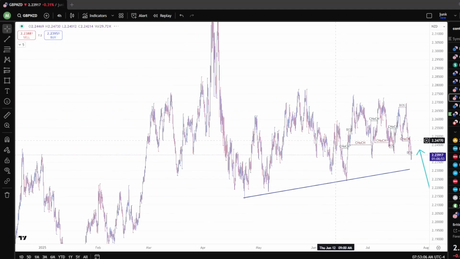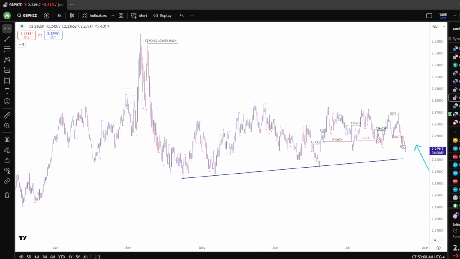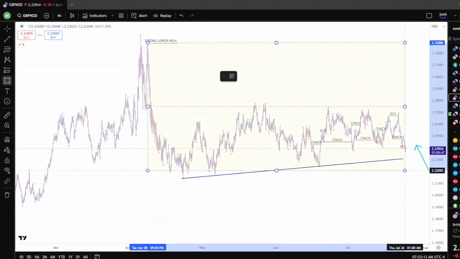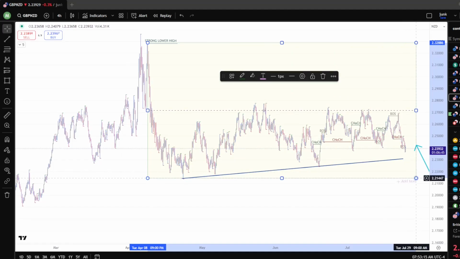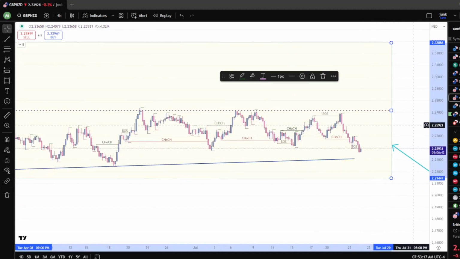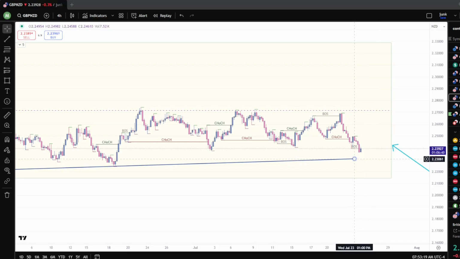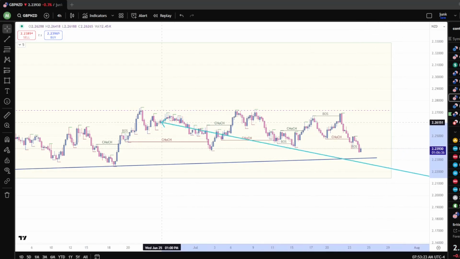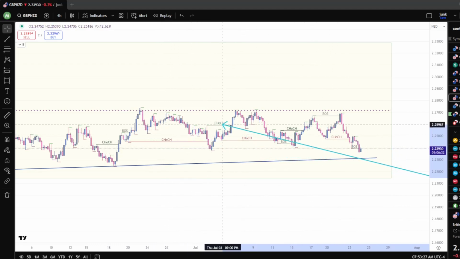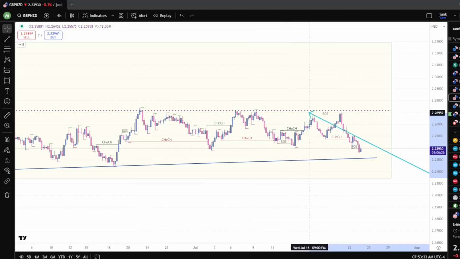GBP NZD, let's go map out the current range. And this too is finally starting to catch up to what GBP AUD was doing. Prices continue to consolidate sideways. As you can see, breaking structure to the downside, breaking structure to the upside, breaking structure to the downside. But every time it came up to the premium, sellers step back in.